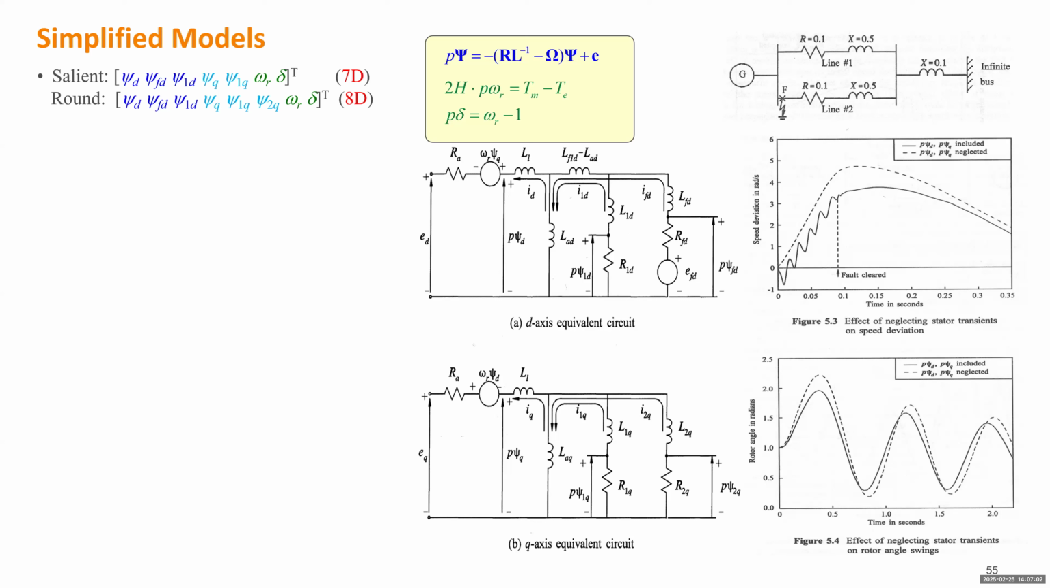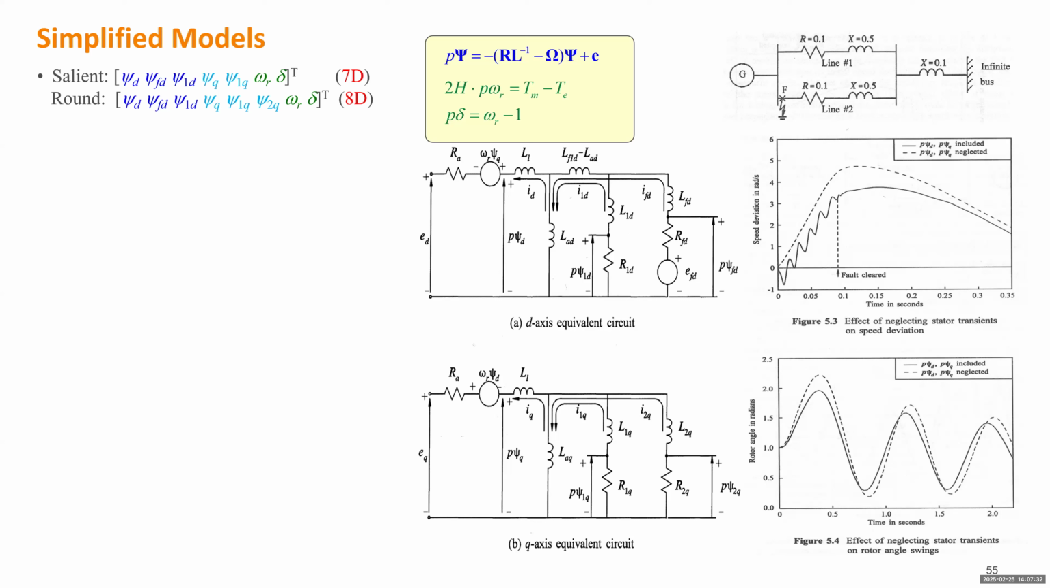So there are two tests. One simulation is with a detailed model like 7D or 8D. The other ignores the psi d and psi q from the model. They match pretty well. Only the first 0.3 second differs. Beyond 0.3 or 0.4 second, their difference can be almost ignored. You only see the ripples at the beginning, within 0.1 second.